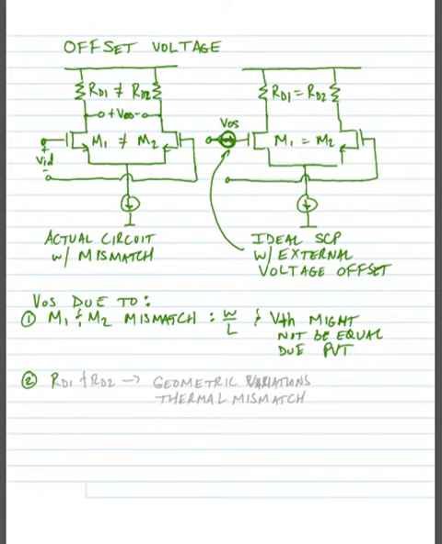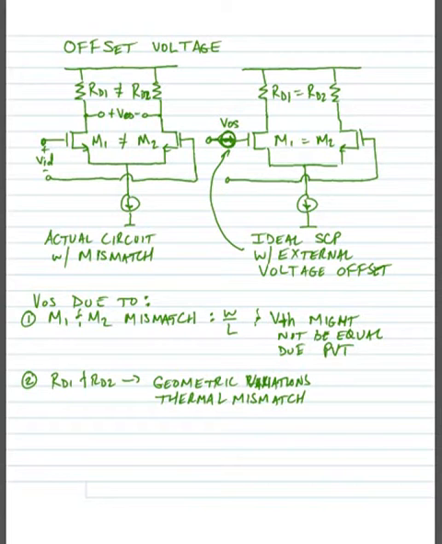And if we were using resistors instead of transistors as the load, RD1 and RD2 might not be equal. And this could be due to geometric variations. When we fabricate these resistors, they might have different sizes. And it can also be due to thermal mismatch between the resistors. If we're making an integrated circuit, a lot of resistors have different temperature coefficients, and they might vary slightly between the two resistors, causing that mismatch.